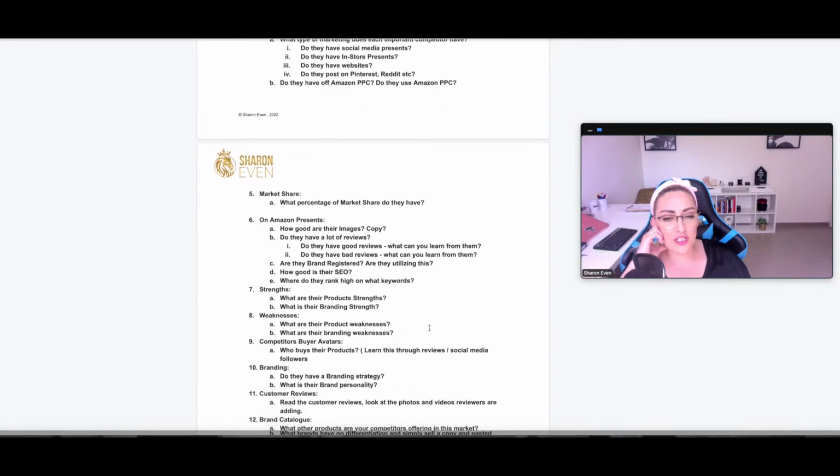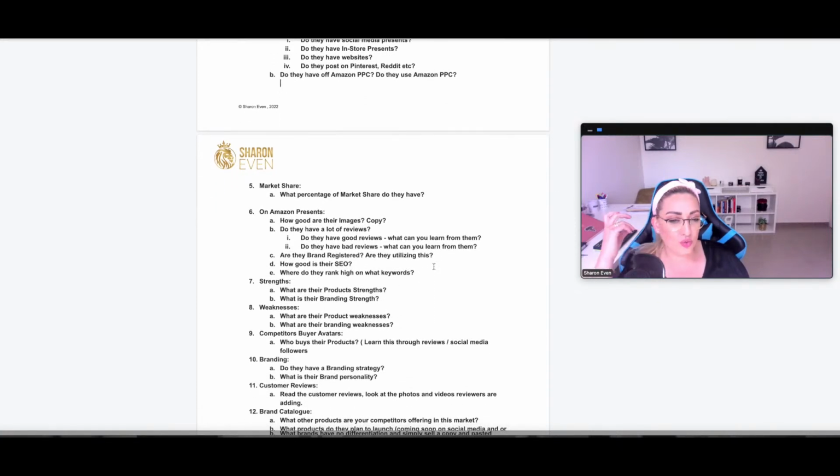Market share. What percentage of market share do your competitors have? That can also show you what is the potential market share that you could have, or not, obviously. That's something that depends on the niche.